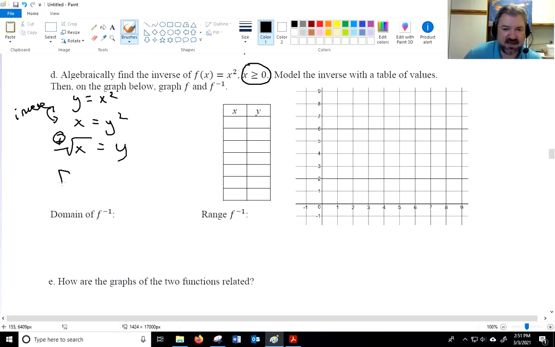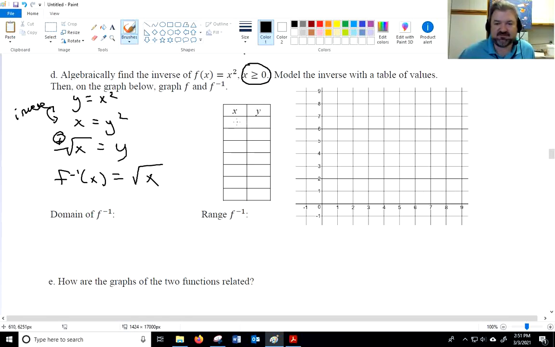So we're going to say f inverse of x is equal to the square root of x. And what I was saying before is that the square root function will never evaluate to a negative number. So by simply choosing the positive one, we ensure that the range is only greater than or equal to 0.